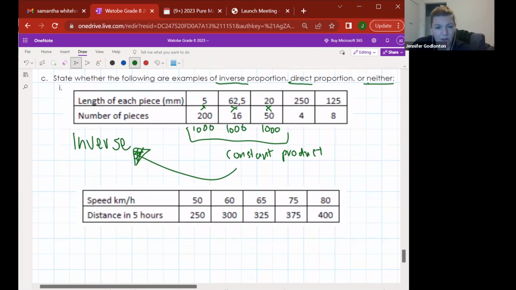Okay, let's have a look at the second one. So we've got speed in kilometers per hour, and then we've got the distance in 5 hours. So basically we're seeing how far we've gone in 5 hours, and we're trying to figure out if this is direct. If it's direct, I'm going to have a constant ratio. If it is inverse, I'm going to have a constant product. And if I have neither of those, then it's neither.